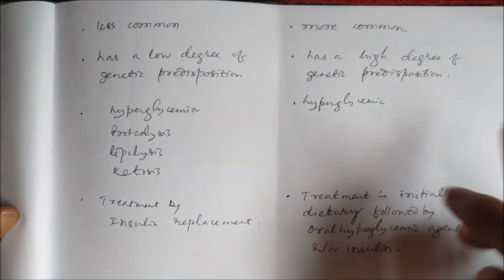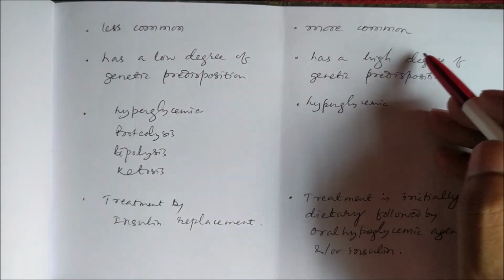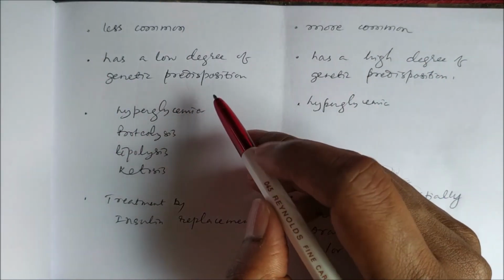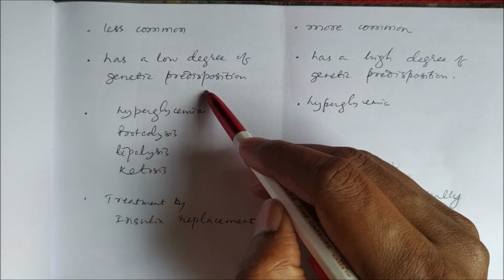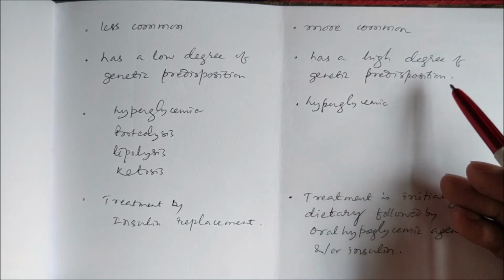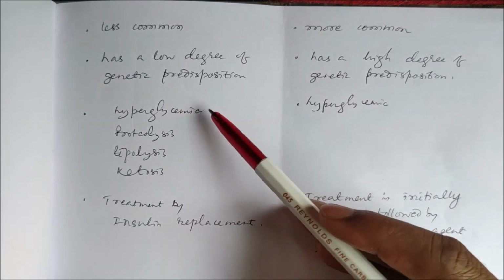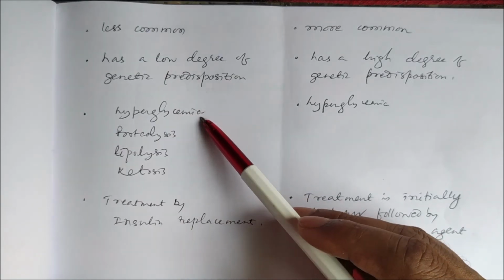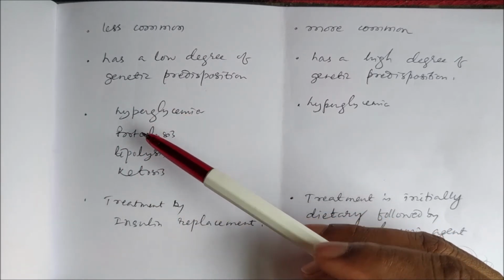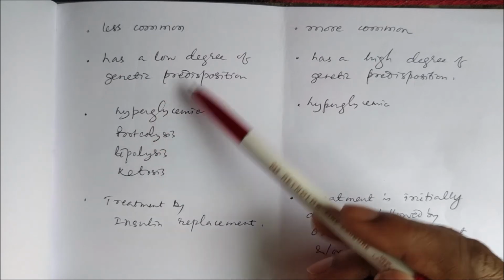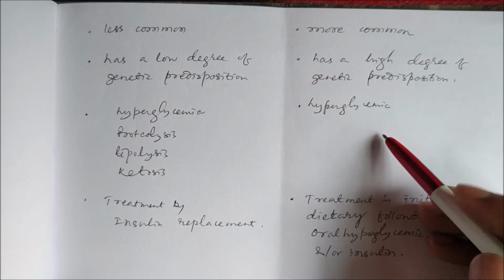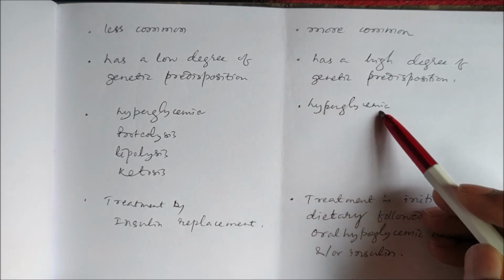Type 1 diabetes mellitus is less common and type 2 diabetes mellitus is more common. So most of the people suffer from type 2 diabetes mellitus. And if you see, type 1 diabetes mellitus has a low degree of genetic predisposition, whereas type 2 diabetes mellitus has a high degree of genetic predisposition. And in type 1 there is hyperglycemia, proteolysis, lipolysis, ketosis. So it involves the disorder in metabolism of carbohydrates, proteins and fats, whereas in type 2 diabetes mellitus mostly it is a disorder of carbohydrate metabolism and there is hyperglycemia.